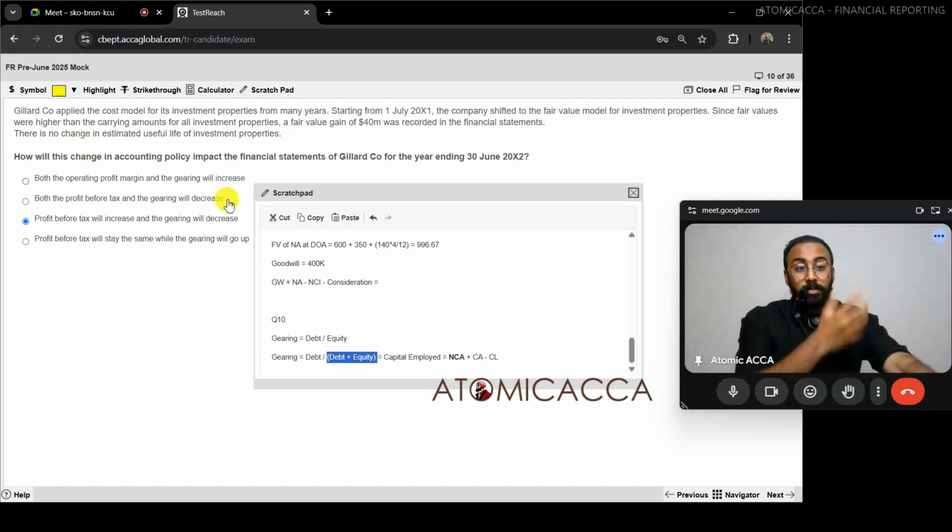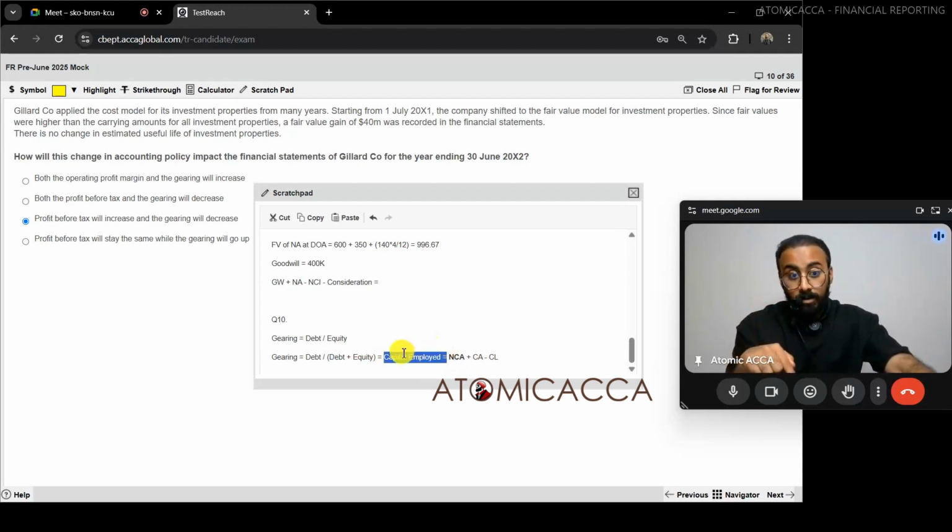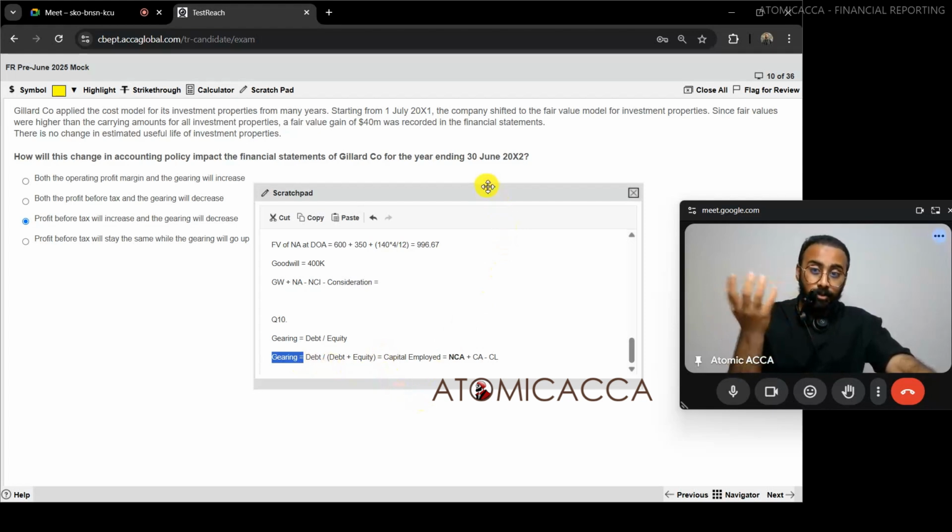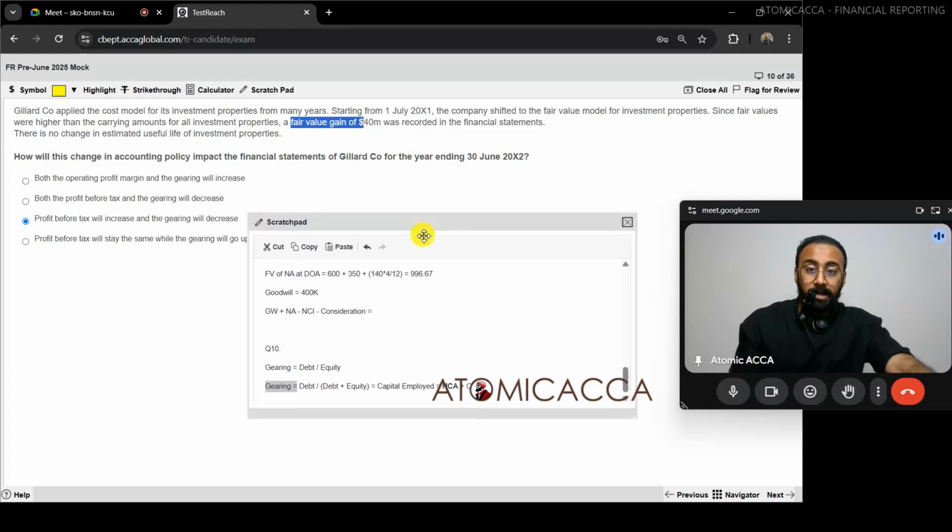When this investment properties go up, NCA will go up. When NCA will go up, capital employed will go up. That means my denominator will go up, which means my gearing will fall down. In this way also we can explain how change in this cost model to fair value model leading to a fair value gain can help in decreasing the gearing.